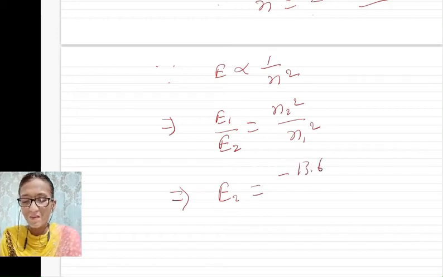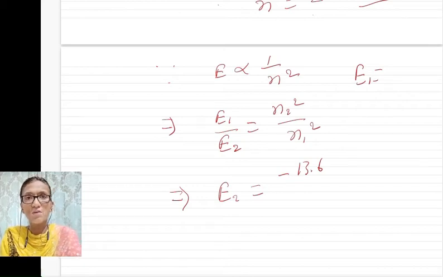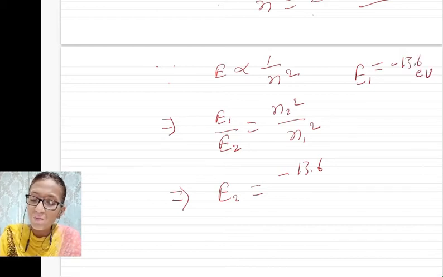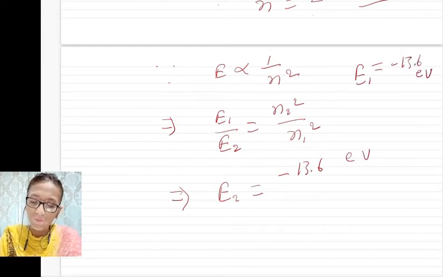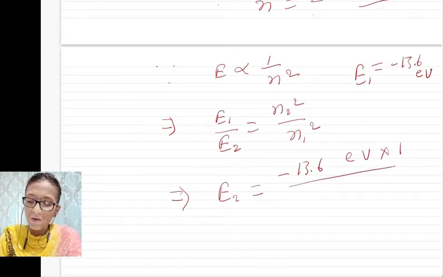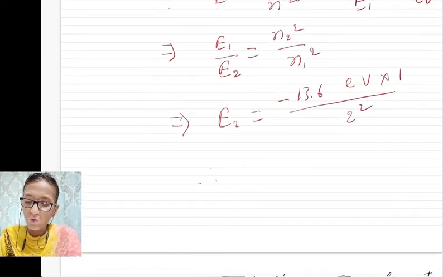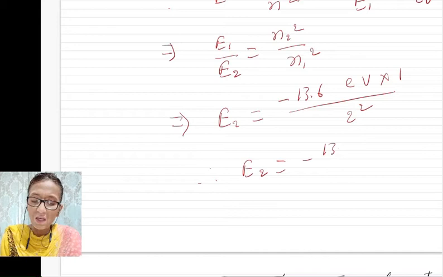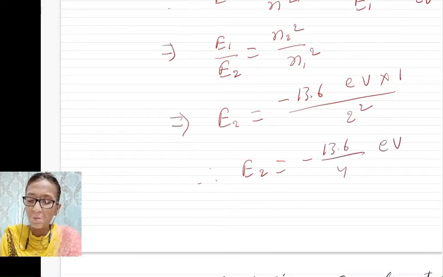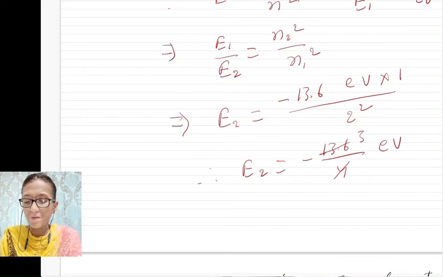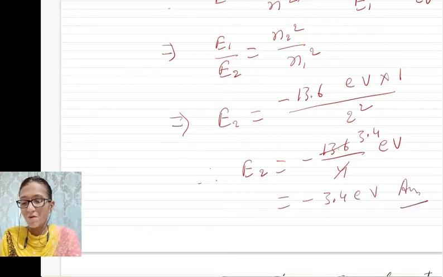What is E2? E1 you know, minus 13.6, the energy of ground state, you should remember this. This is equal to minus 13.6 electron volt into n1, which is 1, and n2 is 2, so 2 square. Therefore E2 can be obtained as minus 13.6 by 4 electron volt, which is minus 3.4 electron volt, answer.